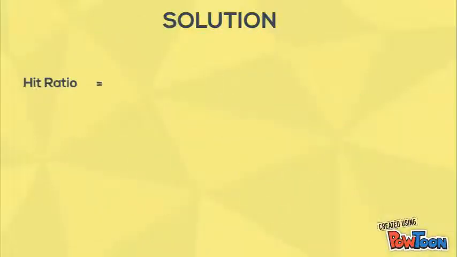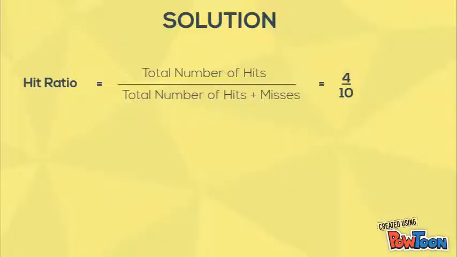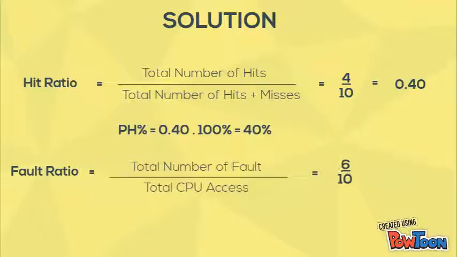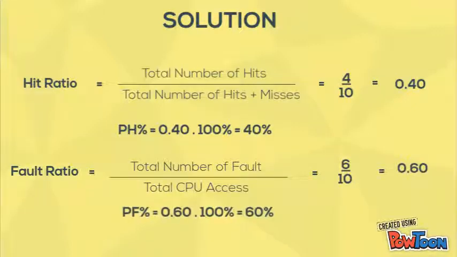Now using the same solution as before, we compute that the page hit ratio of our OPT is 40%, while the page fault ratio is 60%.